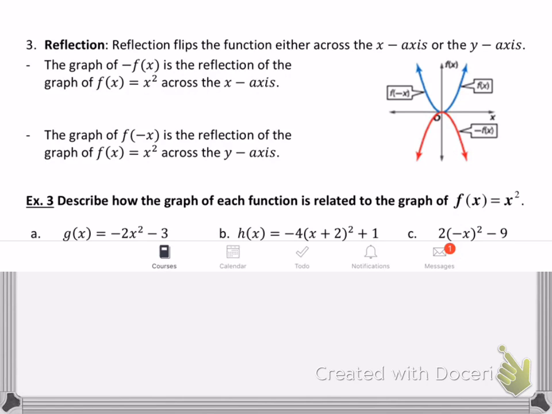Our third transformation is a reflection, like a mirror. Now, it's either going to reflect over the x-axis or it's going to reflect over the y-axis. When the negative is in front of the entire function, like negative f of x, then it's going to flip across the x-axis. If there's a negative inside my function, then it's going to flip across the y-axis. So let's do a few examples here on the bottom.